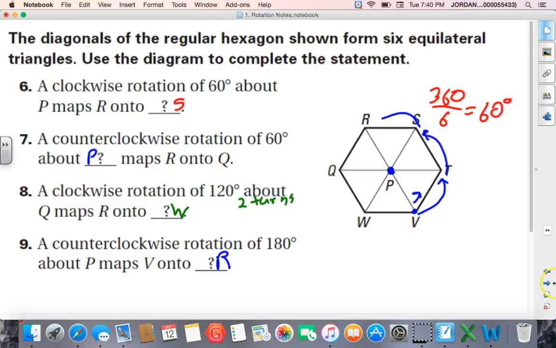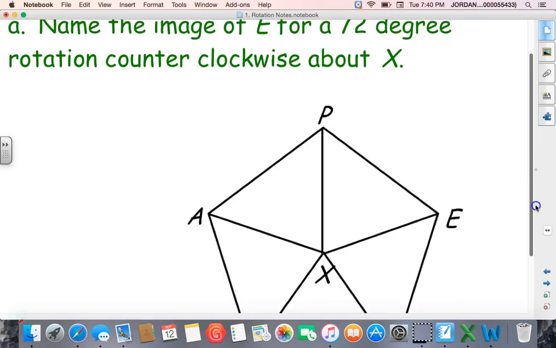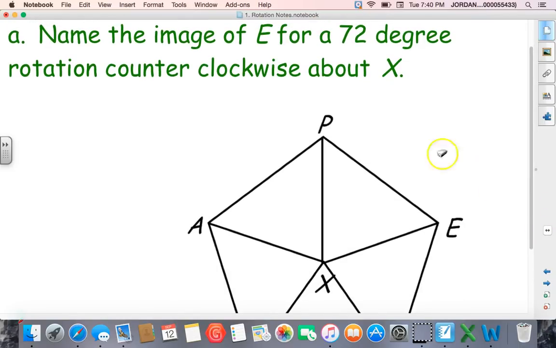All right, let's keep on rolling. Right here we want to identify the rotation. Name the image of E for a 72-degree rotation counterclockwise about X. Scroll down here. You might want to zoom out.